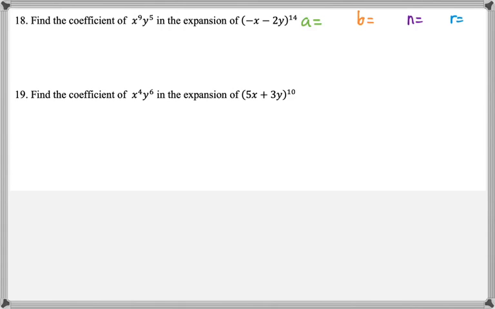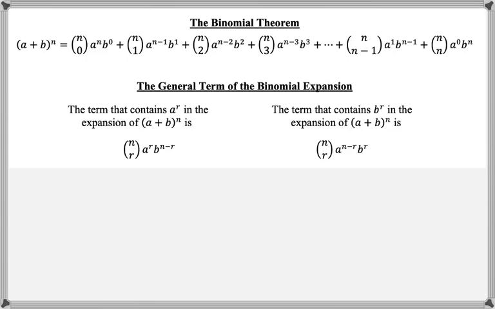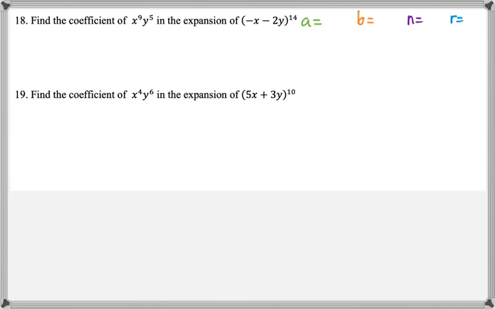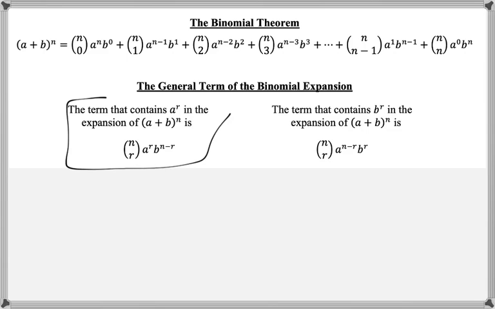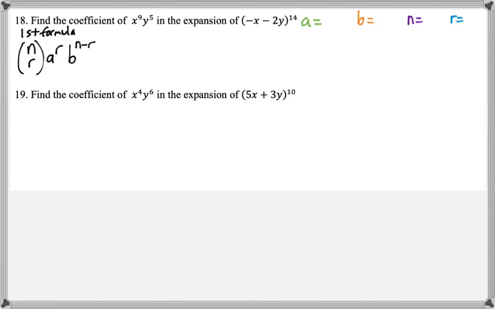And because they tell us both the x and the y value, or both the a and the b value, it doesn't matter which one of these two formulas we use. So I'm going to focus on the x to the ninth and use the first formula. My a is negative x, my b is negative 2y, n is 14, and r is 9, because we're just looking at the x.